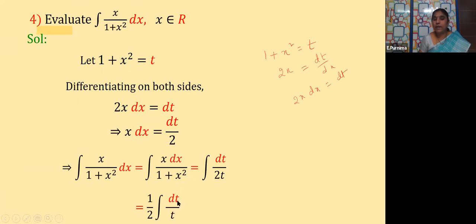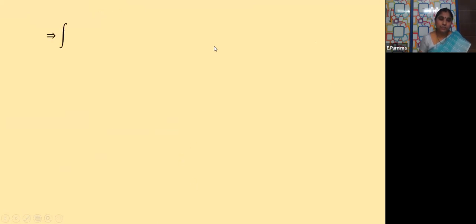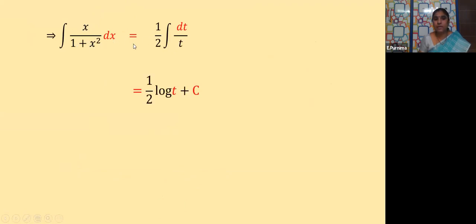We can write it as 1 by t into dt, children, or directly dt by t also we can write. Both are same. Now let us see here. What is our step, children? x by 1 plus x square dx is equal to 1 by 2 into dt by t we got. So what is dt by t? Nothing but 1 by t into dt.